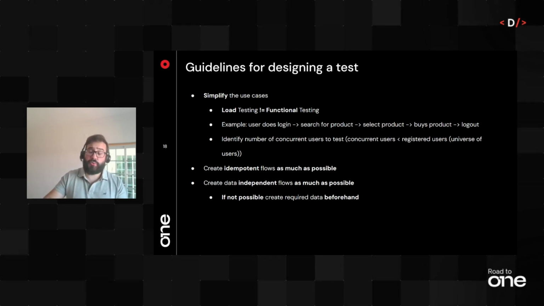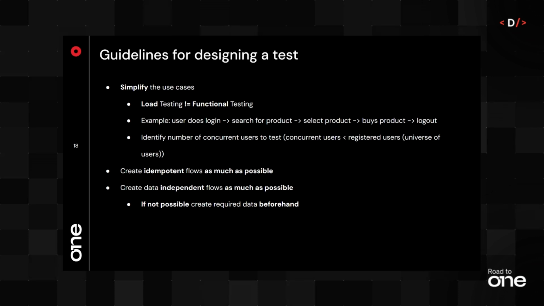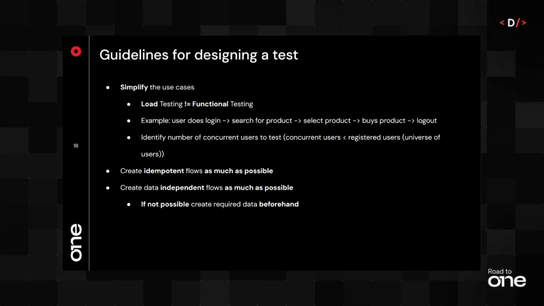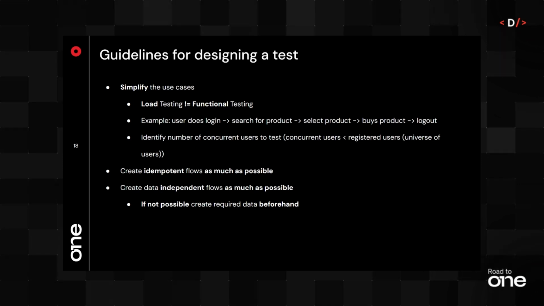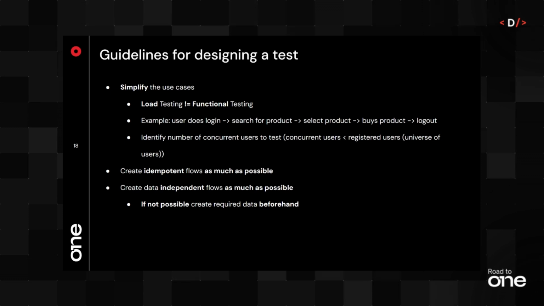Another thing is to create flows that are independent from test data as much as possible. The example that I gave above is a scenario that is highly dependent on test data. Right at the beginning, the search for a product step requires test data for products to exist in the environment where we are doing the test. Otherwise, we won't be able to proceed with the script.